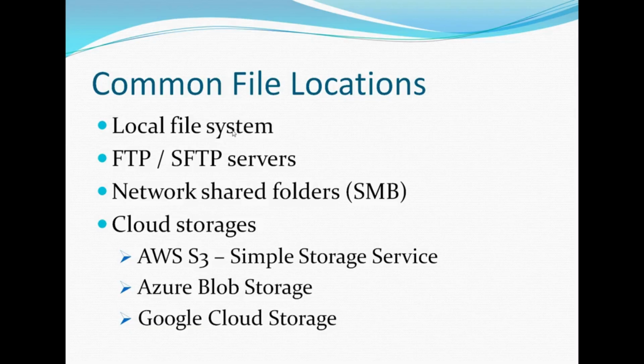As I mentioned, what are the common file locations? It may be a local file system within the network, or an FTP or SFTP server over the internet. Within the network, there is also a protocol called SMB, so they share the file over this protocol. If it is on the internet and they are going with cloud providers, based on the provider they may choose different cloud storage. If it is Amazon, it's an Amazon S3 bucket. For Azure, it may be Blob Storage. For Google, they may go for Google Cloud Storage.